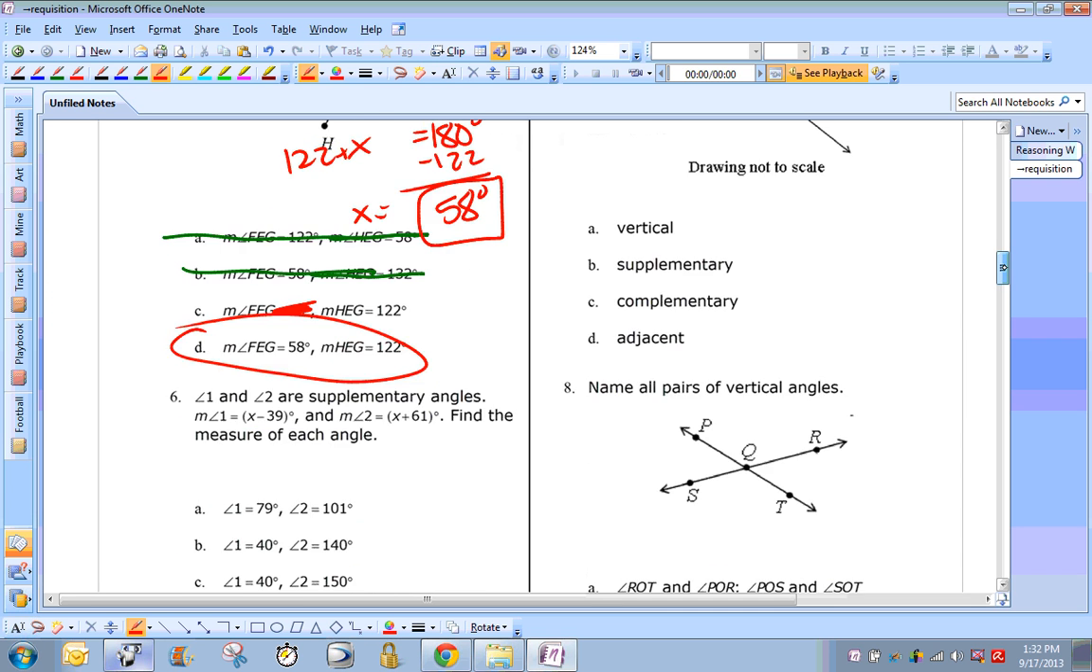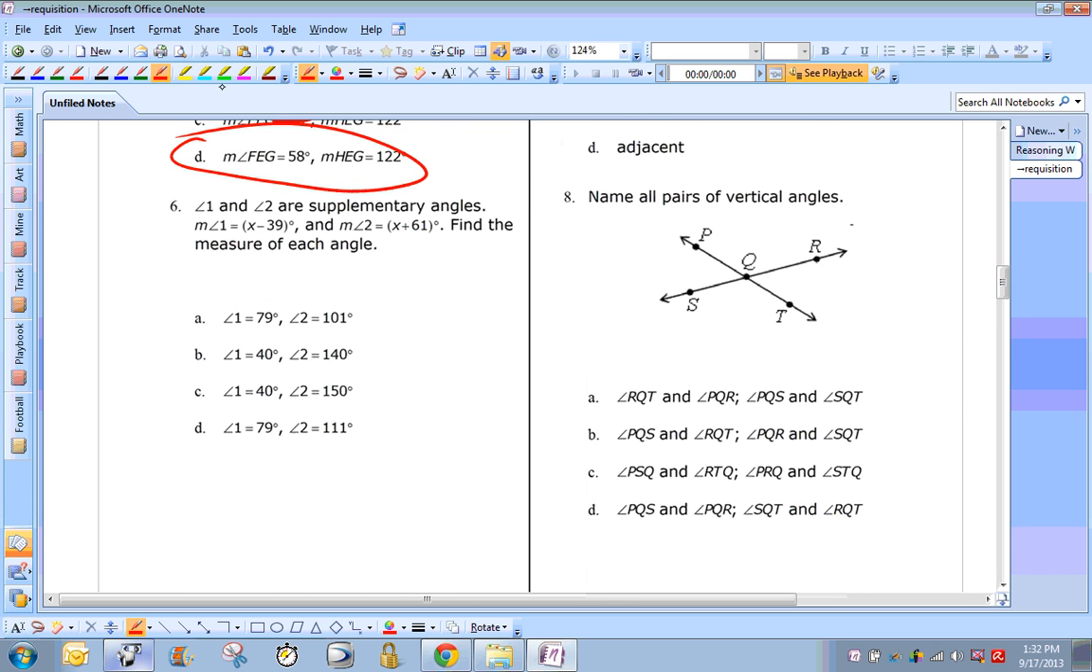Moving on to number 6. It says 1 and 2 are supplementary. As soon as I see this key term right here, I'm going to write equals 180 degrees. Now that I have that, I can go ahead and set these up. I've got one angle which measures x minus 39. I'm going to write it over here. And then I have another angle, when added to this green one, should make 180. They tell us that's x plus 61.